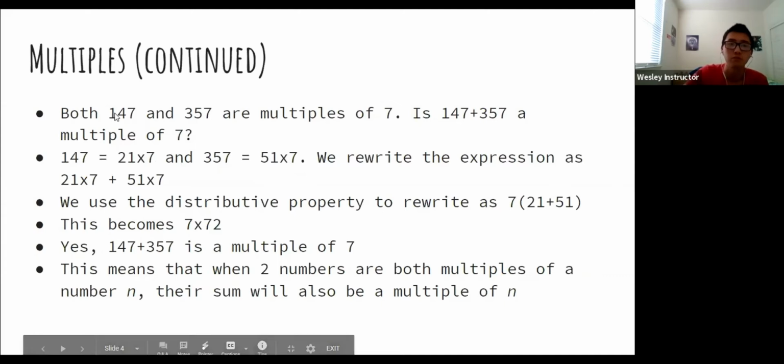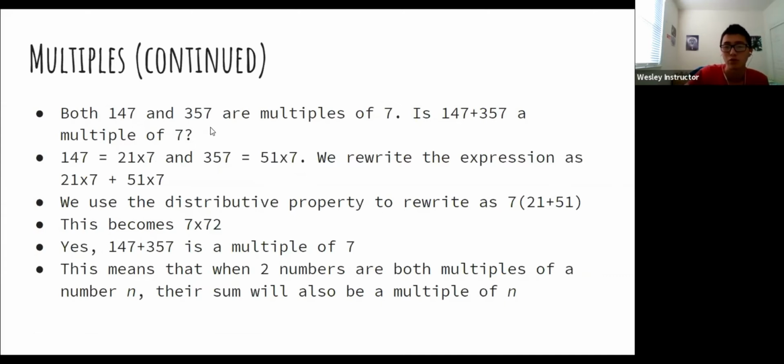So for example, if both 147 and 357 are multiples of 7, and you add those together, the answer will be a multiple of 7. Anytime you add two numbers and they're both a multiple of one number, such as 7, the sum will be a multiple of 7. Try this with any number, and it will work. We can use the distributive property to rewrite it as 7 times 21 plus 51, and this becomes 7 times 72.